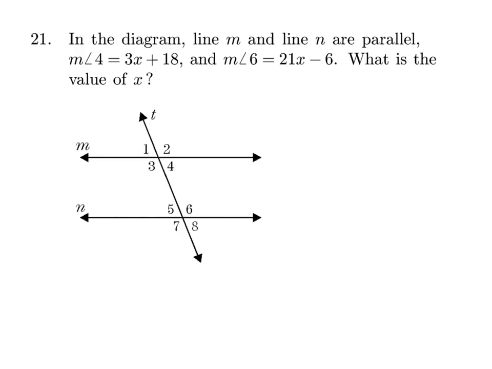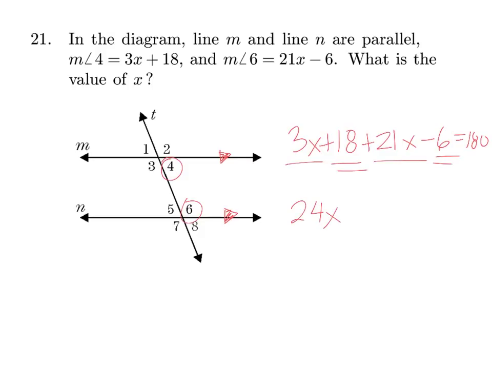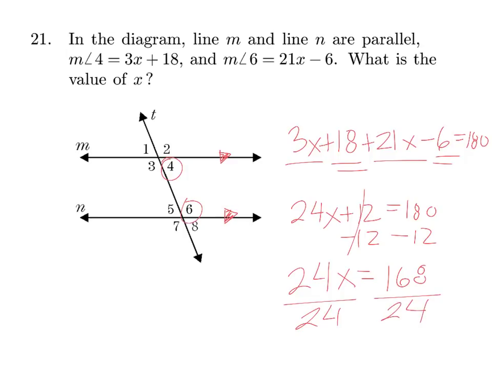All right, for 21 in the diagram, line M and line N are parallel. Put a little arrowhead on them. Measure of angle 4 is 3x plus 18, and angle 6 is 21x minus 6. What's the relationship between these angles? They add up to 180. They are consecutive interior. So 3x plus 18 plus 21x minus 6 equals 180. So I have 24x plus 12 equals 180. Subtract 12, 24x is equal to 168, divided by 24, and x is 7. Done.